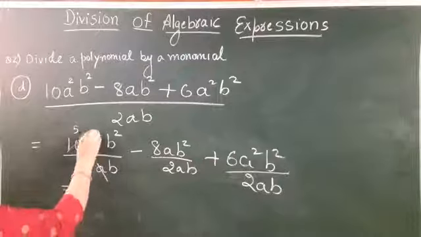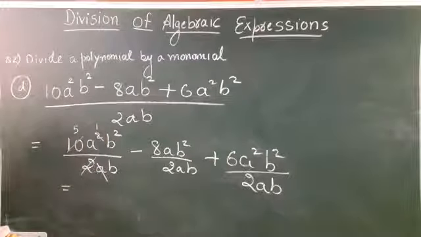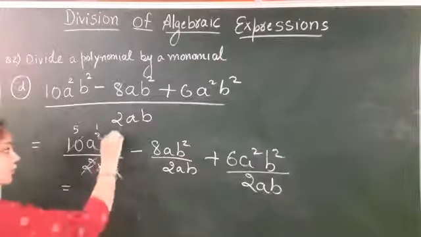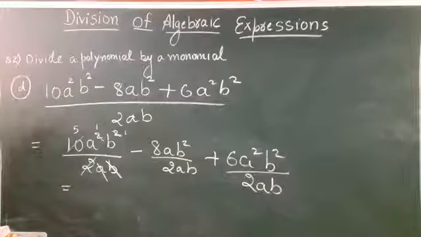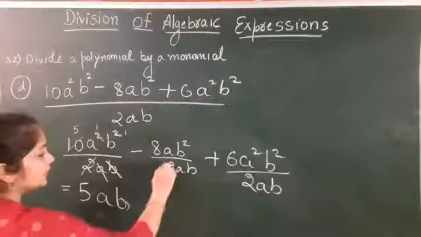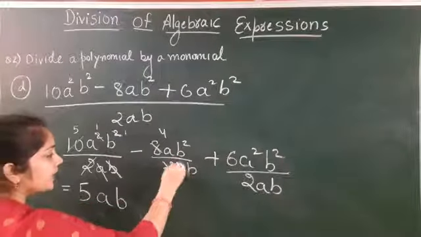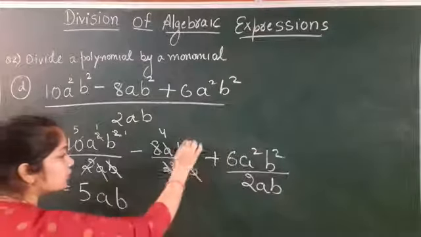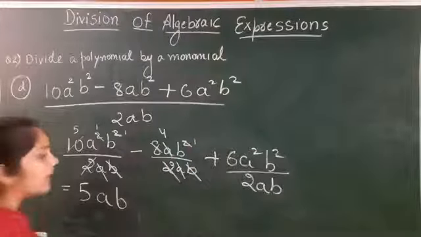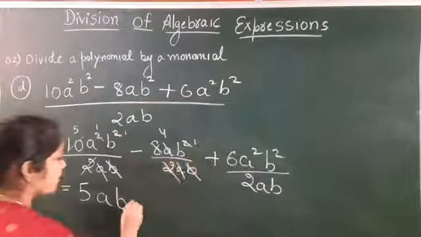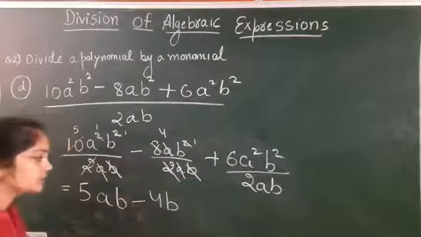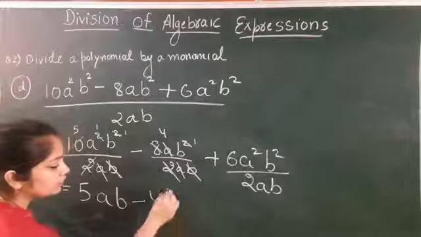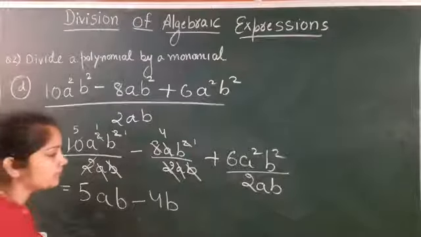1 time a will cancel out with 1 time a, you are left with a. 1 time b will cancel out with 1 time b, you are left with a raised to power 1 and b raised to power 1. So that I can write as 5ab. Then 2 4s are 8. A will cancel out with a and 1b will cancel out with 1b in the numerator and you are left with only b raised to power 1. So that can be written as 4b only. You need not write power 1 here with b.